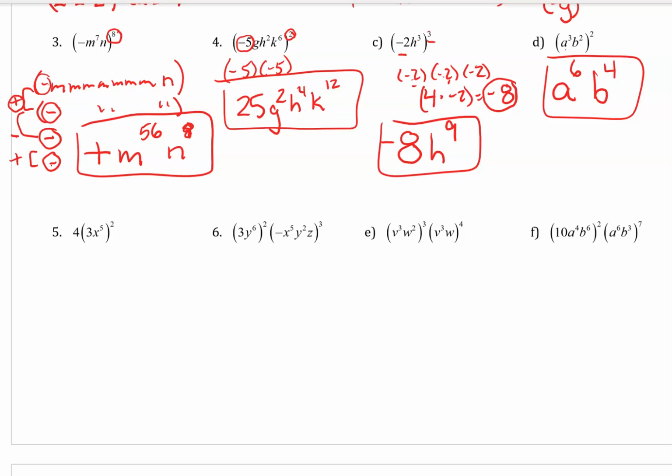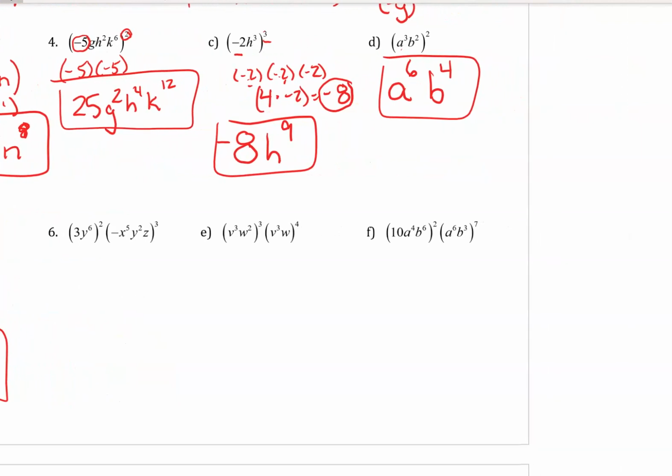Number 5, well, we still want to use PEMDAS. Parentheses first, nothing to do inside the parentheses right now. Then we'll look at the exponent. So we're going to take this part first. 3 squared is 9. X to the 5th squared, we multiply the exponents together. X to the 10th. And then we're going to multiply that by 4. 4 times 9 is 36. X to the 10th.